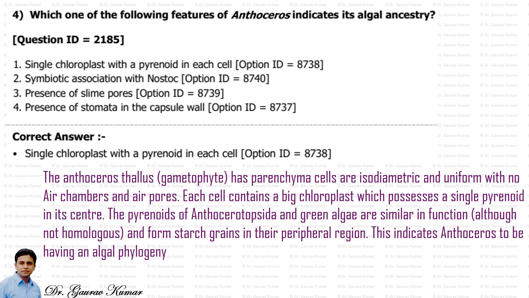The pyrenoids of Anthocerotopsida and green algae are similar in function, although not homologous, and form starch grains in their peripheral region. This indicates Anthoceros to be having an algal phylogeny.